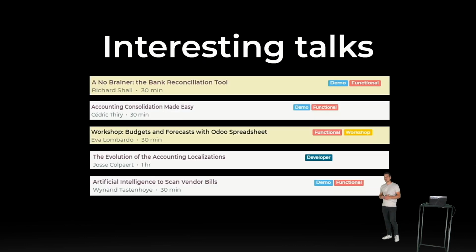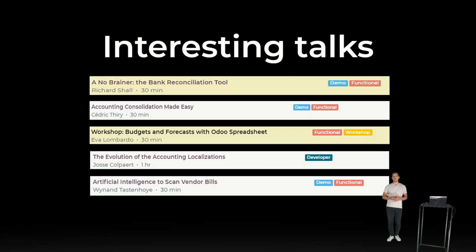So to finalize this demonstration, there is too much to say about accounting and I would like to point you to some interesting talks because I was not able to cover everything. First of all, if you want to learn everything about the new bank reconciliation tool, follow the presentation from Richard. If you want to know more about consolidation in accounting, Cedric is giving a nice talk about that. I already showed you a little bit of Odoo spreadsheets, but Eva is giving a workshop to dive into it and show you all the possibilities of budgeting and forecasting with Odoo spreadsheets.